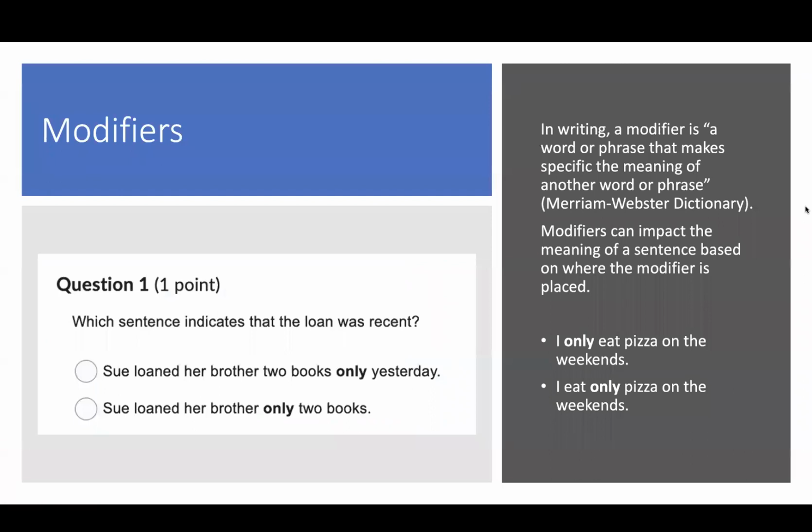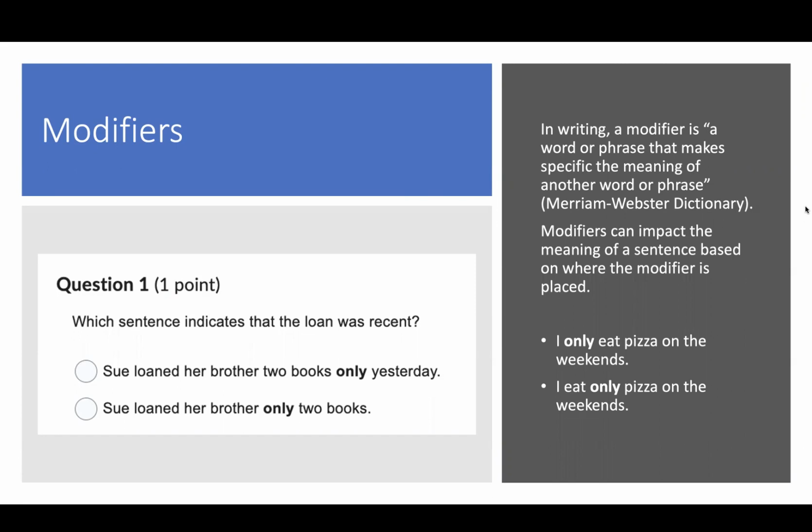So with the modifiers this week, you're going to learn how a modifier is a word or a phrase that makes specific the meaning of another word or phrase in a sentence. What this means is that modifiers can impact the meaning of a sentence based on where we place the modifier in that sentence. And so if we place the modifier next to a specific word or phrase, it impacts that word or phrase versus placing it in another area of a sentence. Sometimes this can cause confusion for readers when we intend to modify one part of the sentence, but we've placed the modifier in the wrong area of the sentence.